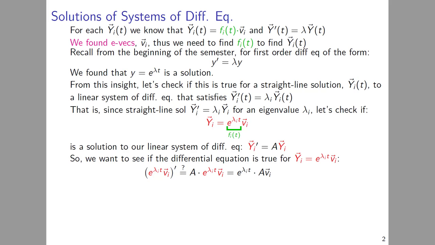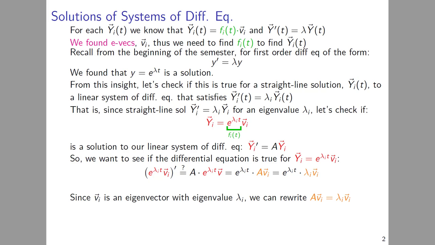Let's first observe that e to the lambda i t is a scalar, so we can change the order of multiplication here and do e to the lambda i t times A vi. And since vi is an eigenvector with eigenvalue lambda i, we can rewrite A times vi as lambda i times vi by the definition of an eigenvalue lambda and an eigenvector v. So this right-hand side is lambda i times e to the lambda i t vi.